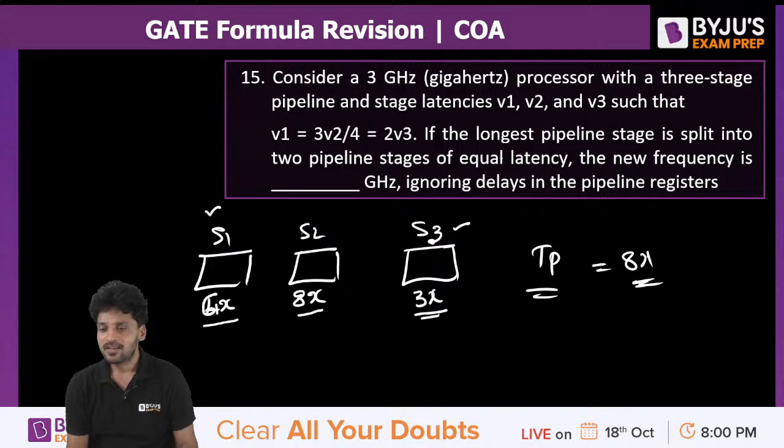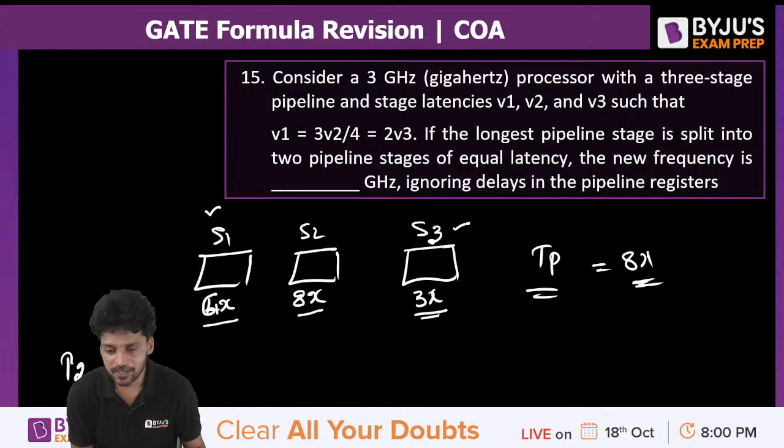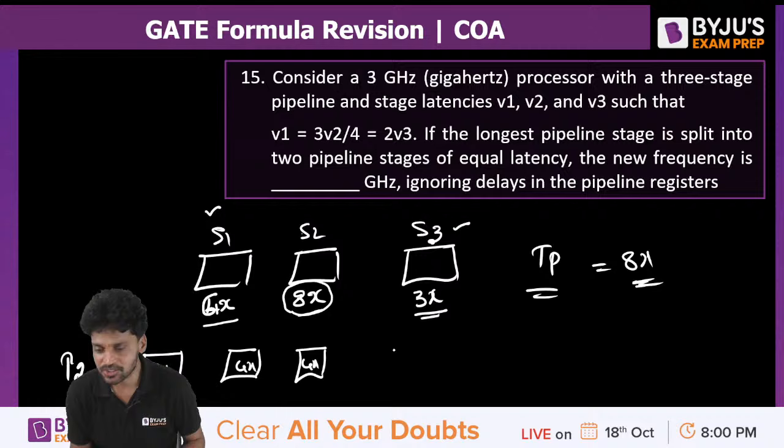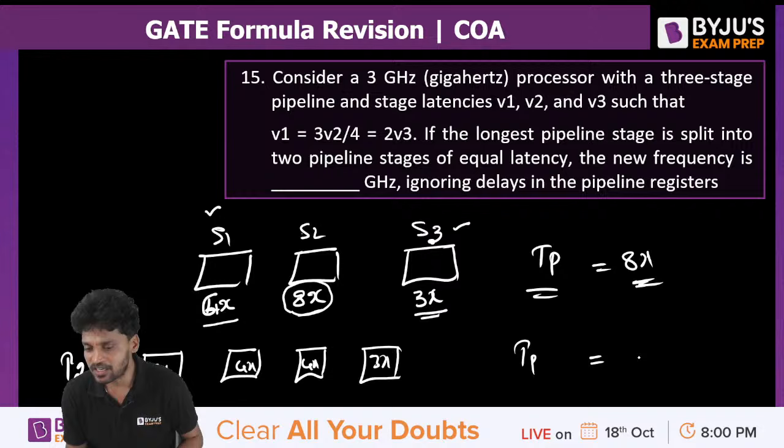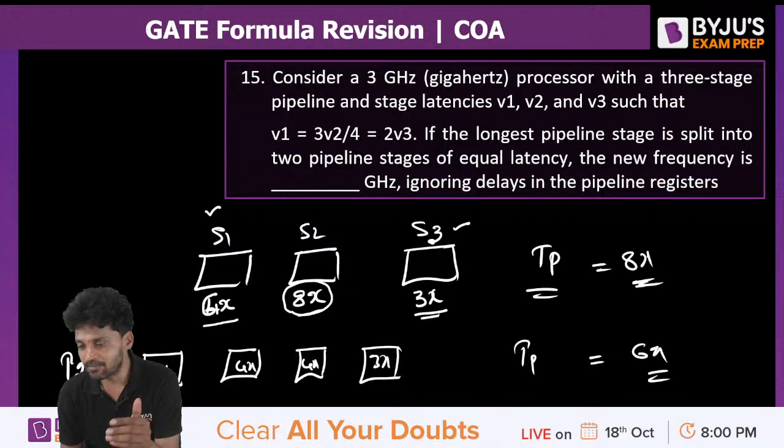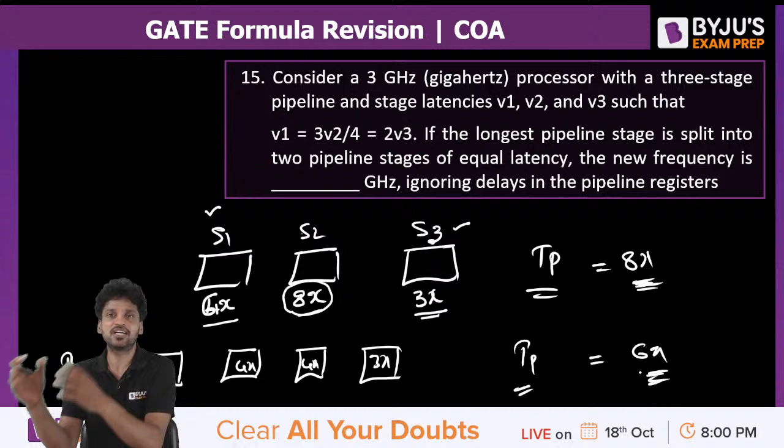Clear? If the longest pipeline stage is split into two pipeline stages of equal latency, the new frequency is dash gigahertz, ignoring the delays of the pipeline registers. There are no intermediate registers given, so we need to ignore them. In pipeline 2, the maximum stage has been divided into two equal stages. S1 remains the same at 6x, S2 gets divided into two equal stages of 4x, 4x, and S3 is 3x. Here, what is the TP? TP is equal to 6x. In the first pipeline, the pipeline time is 8x. In the second pipeline, it is 6x, because the maximum stage latency is the pipeline time. This is what you need to remember all the time.